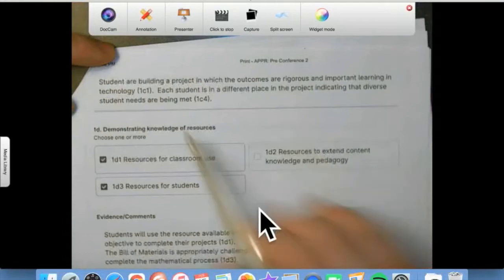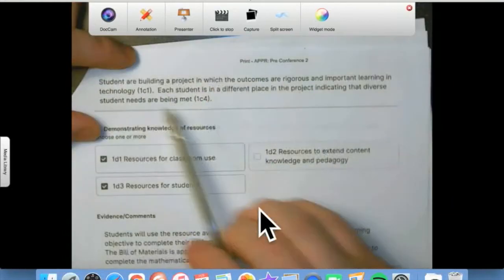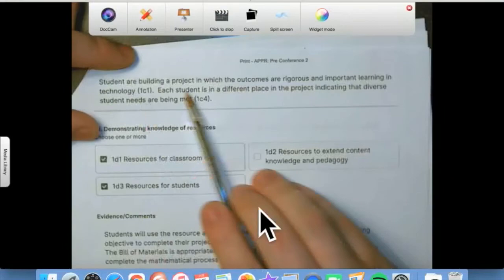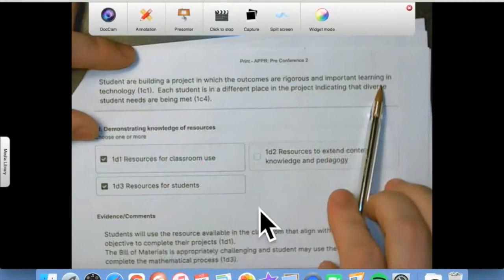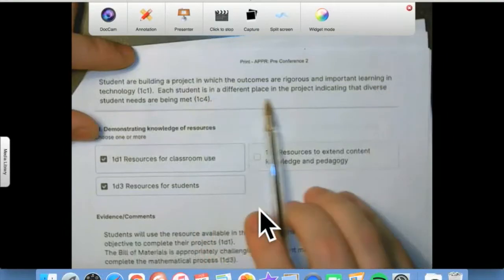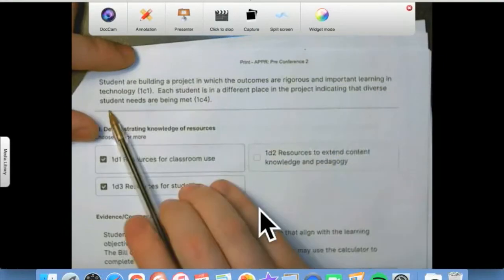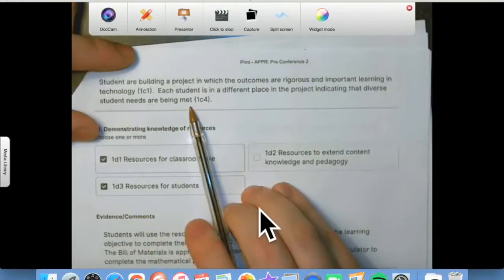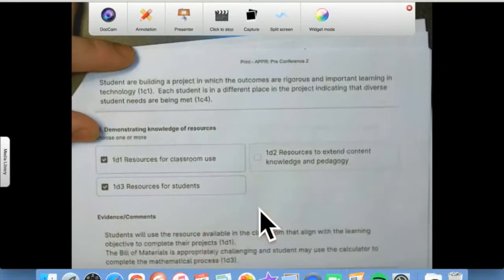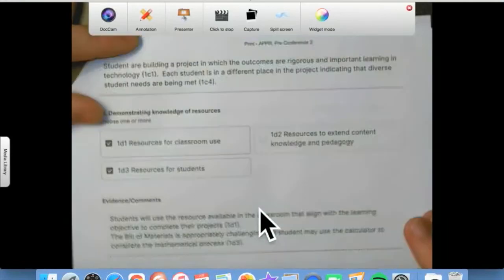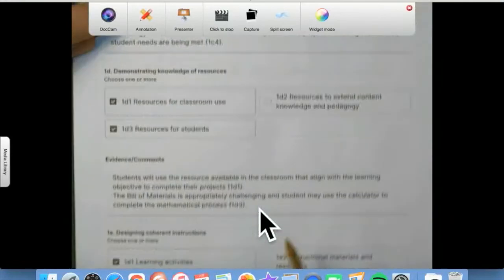So this sort of restates what we saw before. This is all from the administrator. It says students are building a project in which the outcomes are rigorous and important learning and technology. Right? That right there shows that she sees the value. Okay? That's a fantastic thing to see. Each student is in a different place in the project, indicating that diverse student needs are being met. Right? That's your differentiation right there. So she saw that the lesson is differentiated and differentiated well. Right? It suits each student's diverse needs. Okay, that's really a great focus.